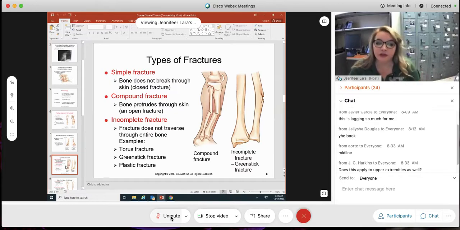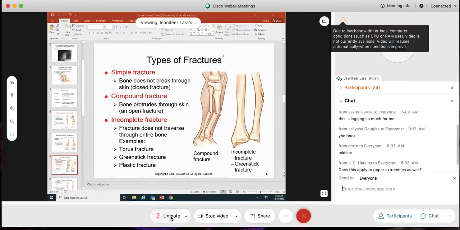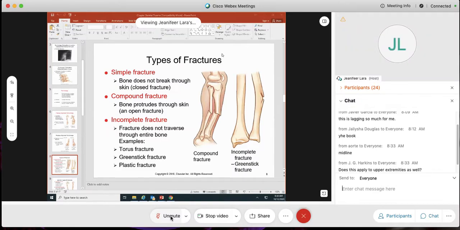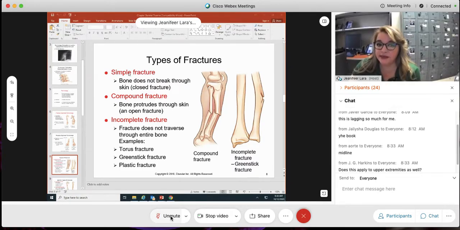So we have different types of fractures. We have a simple fracture. The bone does not break through the skin. This is also known as a closed fracture. Does anybody have a simple fracture? Some of us don't even know we have a fracture. We just stubbed our toe and didn't realize, right? So a compound fracture is where the bone protrudes through the skin. Simple fracture is closed. Compound fracture is open. The bone fragment has protruded through the skin.